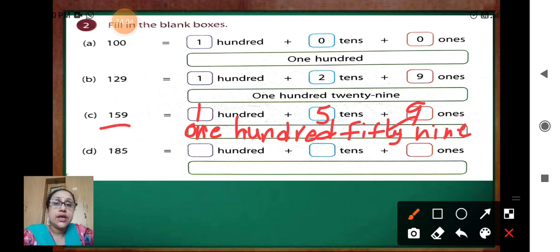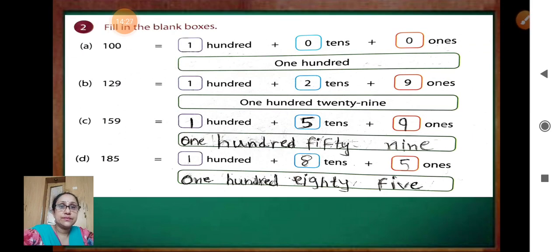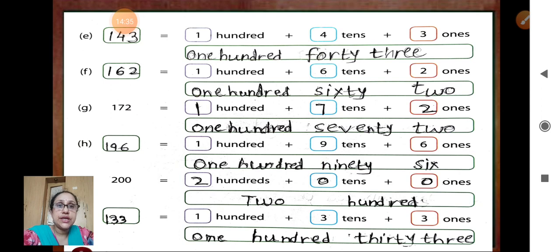Okay, now question D, 185. Yes, write 100 plus 80, that is 8 tens plus 5 ones. Again write the number name, 185. Can you write, children? Check the answer. Like this you have done. Good. Now question E, 143. See, 100 plus 4 tens plus 3 ones. You have to write the number name.